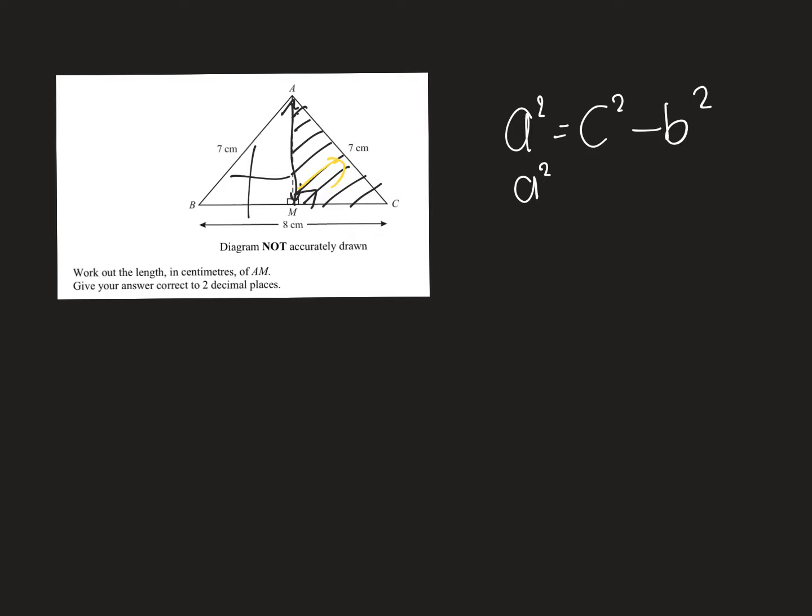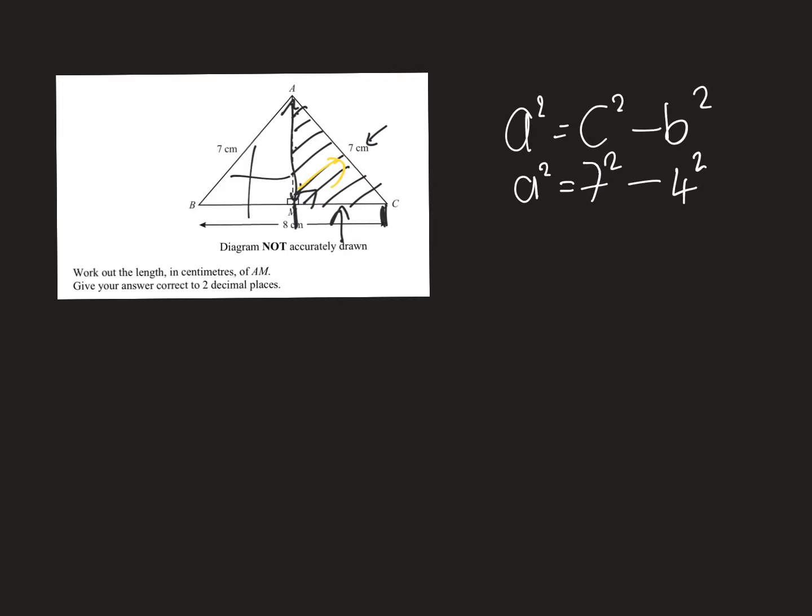All right, so let's put in the numbers we have. So c is the hypotenuse. We already decided we have that. That's 7. So we're going to put in here 7 squared. Take away b. Now b is one of the other sides. We currently don't have this side, the AM, that we're trying to work out. We can work this one out. Now just remember, we're only going from M to C. We're not going the full way across, so we don't need all 8 centimetres. We'd only use half of that. So we're going to put in here 4 squared.